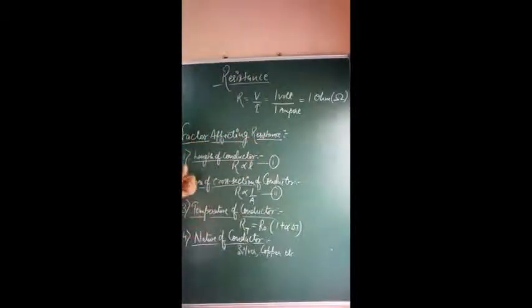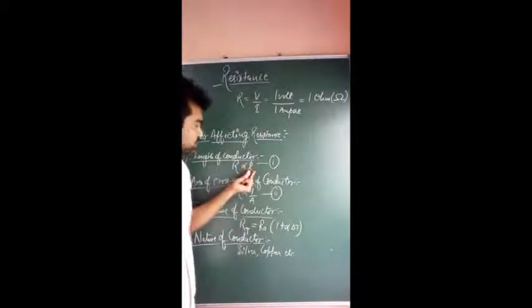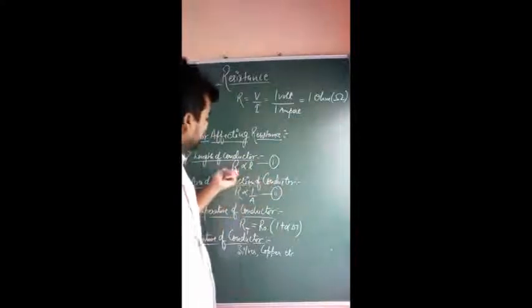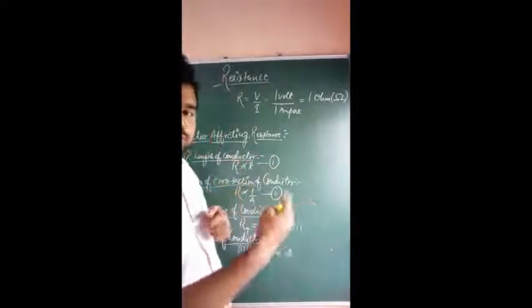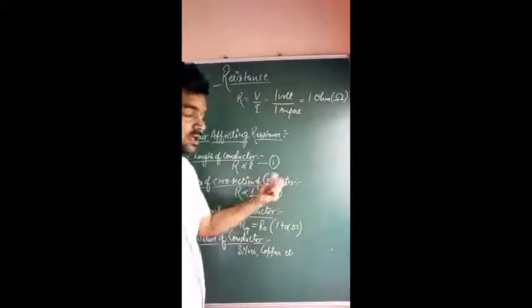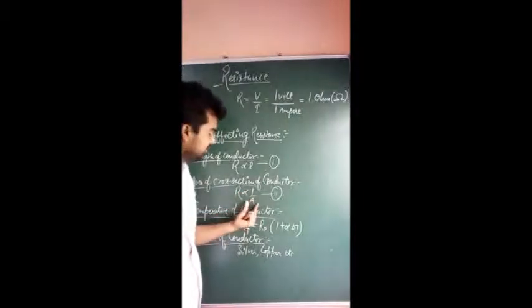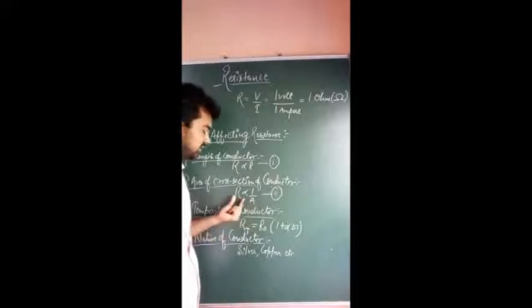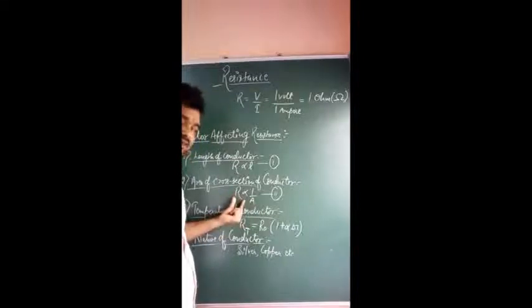Factors affecting resistance: number one is the length of the conductor. R is proportional to the linear power of length. That means with a unit change in length, there is a unit increase in resistance. As the length increases, the resistance also increases. Second is the area of cross section of the conductor. R is proportional to 1 over A. That means with increasing area of cross section of the wire, the resistance decreases. There is an inverse relation between A, the area of cross section, and the resistance R.